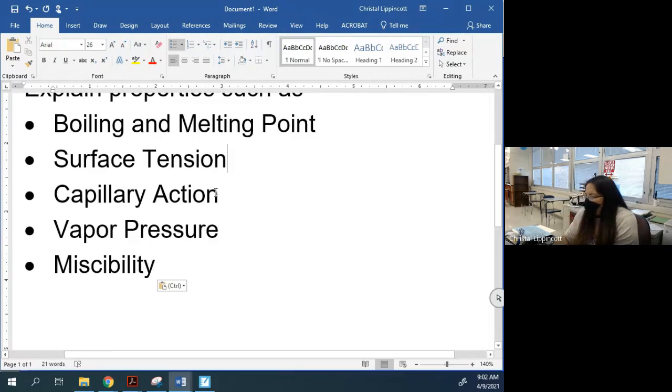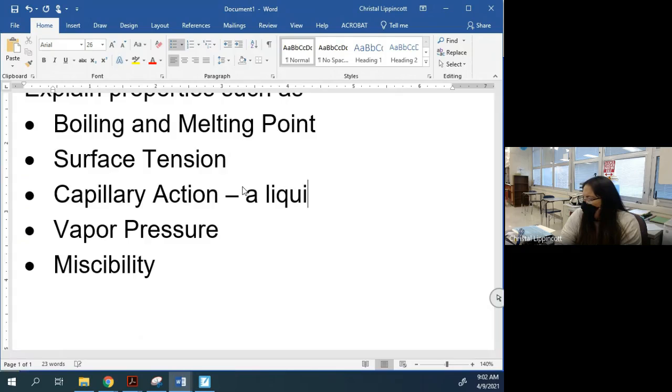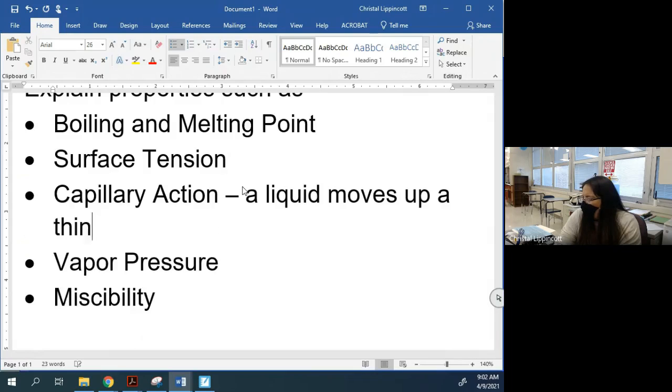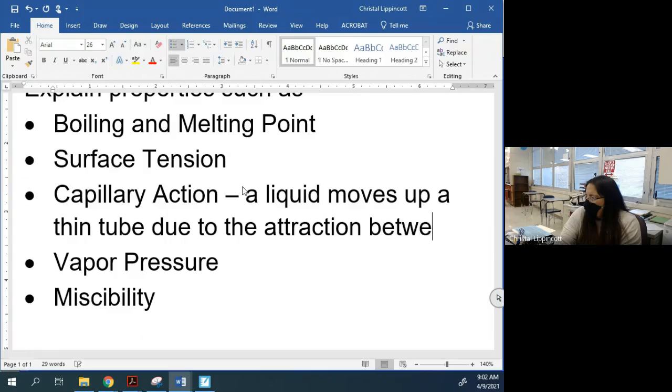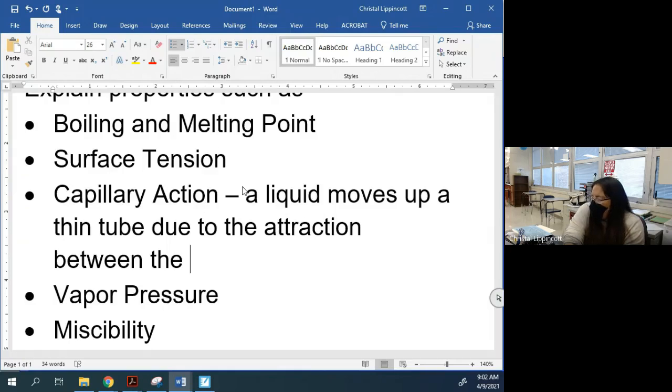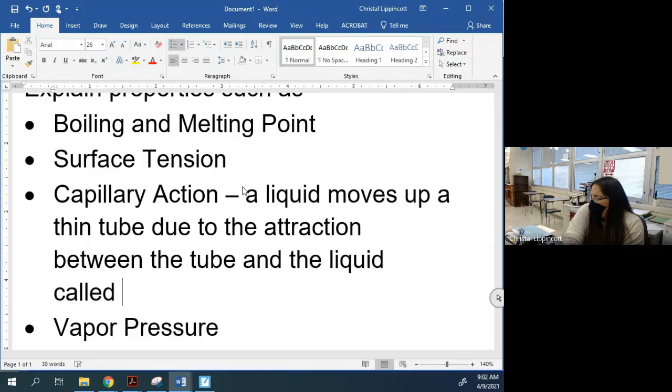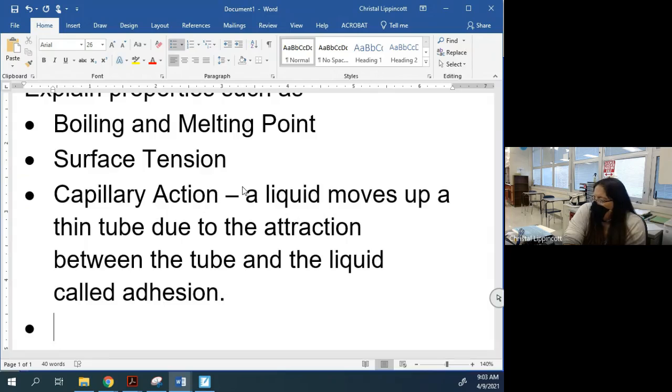Okay, so surface tension we talked about. Capillary action is where a liquid moves up a thin tube due to the attraction between the tube and the liquid, called adhesion. You can also see that like with a paper towel.